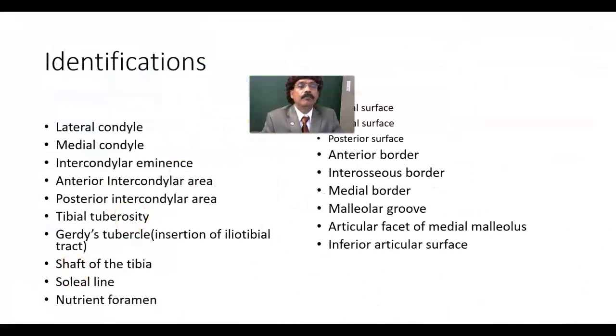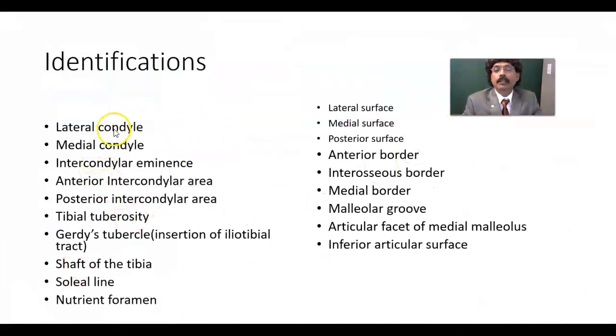Okay, we have to identify all these structures: lateral condyle, medial condyle, intercondylar eminence, anterior intercondylar area, and posterior intercondylar area. The tibial tuberosity is very important here. It is a tubercle present on the anterior part of the lateral condyle for the insertion of the iliotibial tract, or you can also call it the iliotibial band.